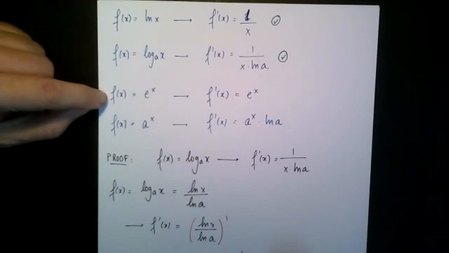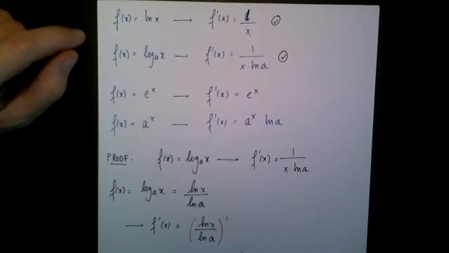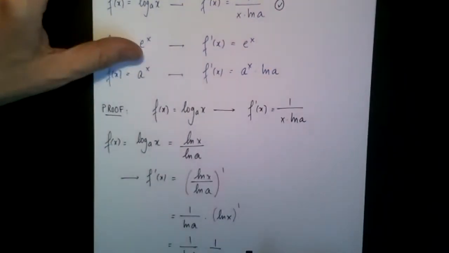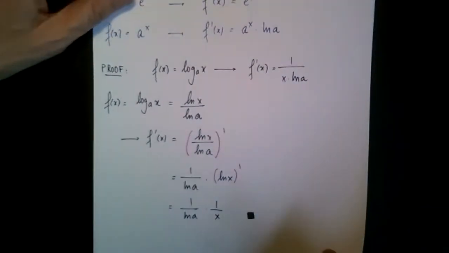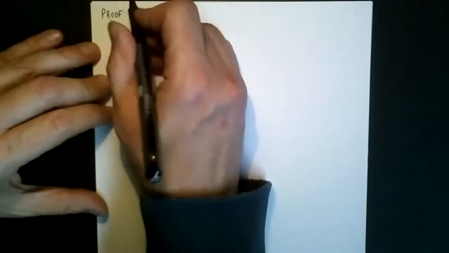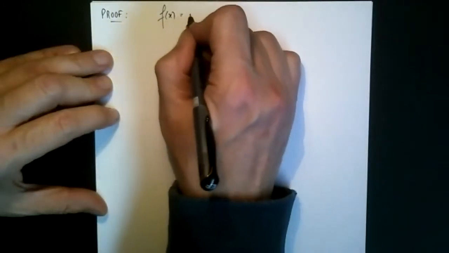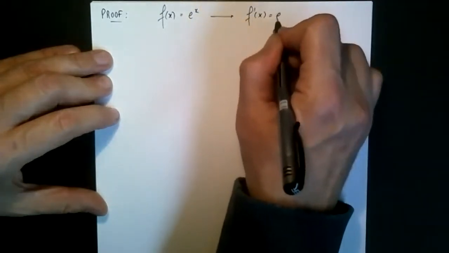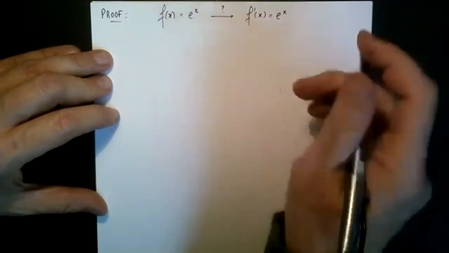Let's show that the derivative of e power x is equal to e power x. Proof that if f of x is equal to e power x, then f prime of x is again e power x. That's what I want to prove.